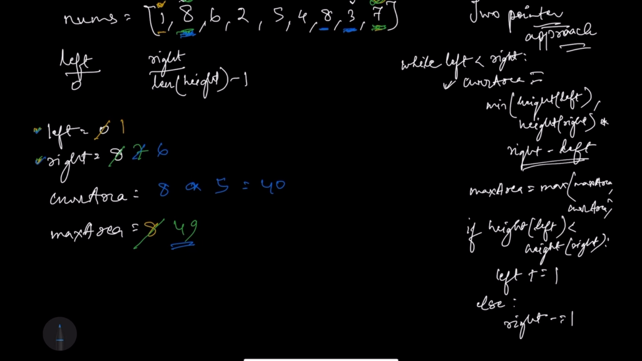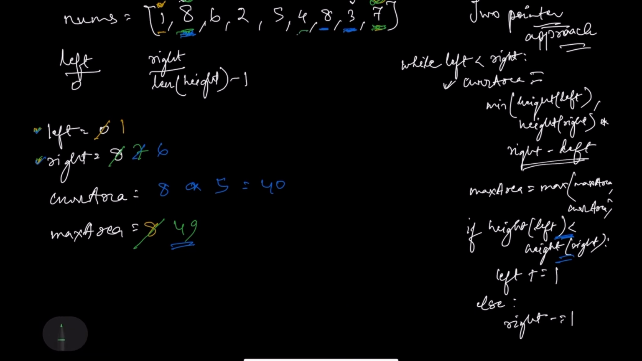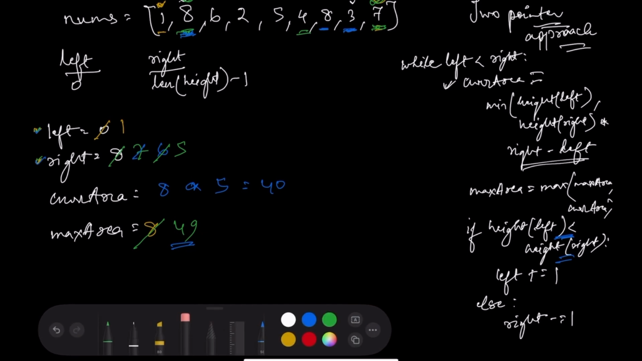Now as both are 8, we can either move our left, or our right. As we have put this condition, we will be moving our right only because we don't have equals to. So let's move our right only. So it will now come to 4. Like we will have this in 5th position.